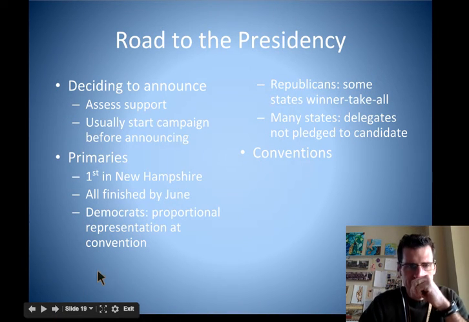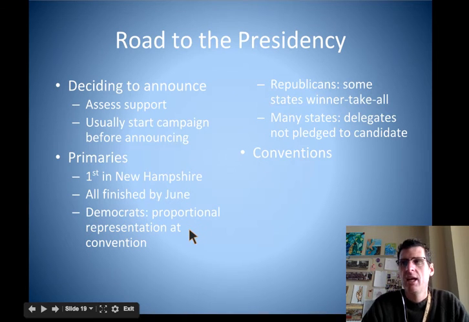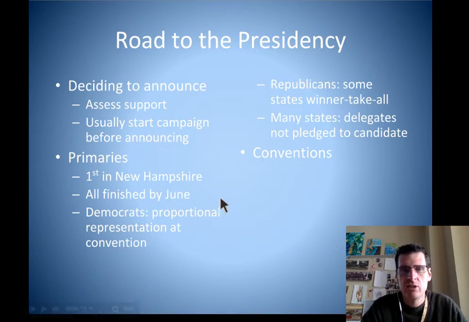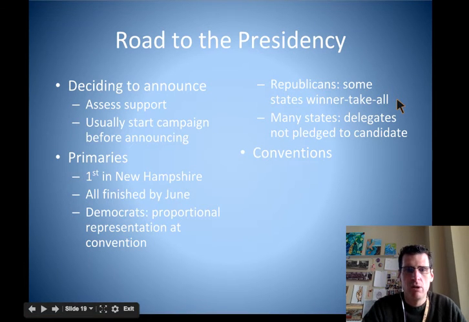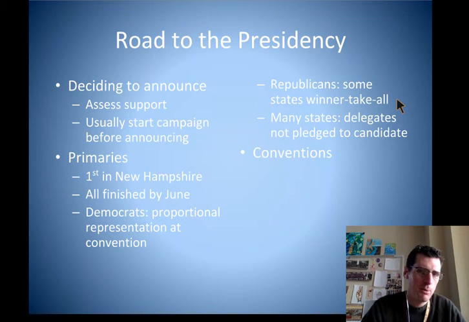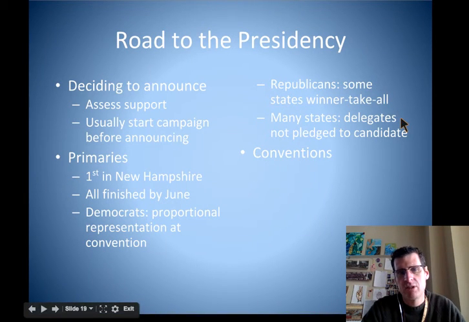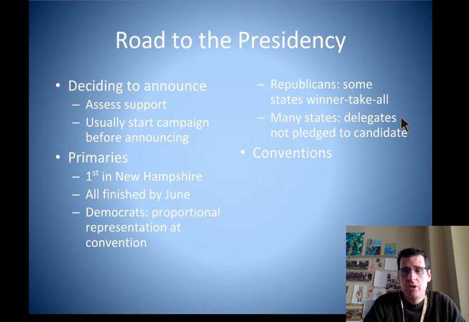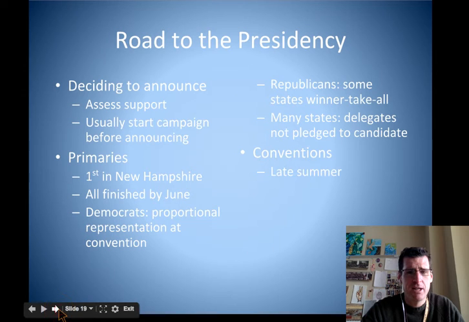So if you look at the difference, the Democrats, yeah, hey, you win 15% of the vote in New Hampshire, then you get 15% of the delegates. Republicans, they're all over the place. So some states are winner take all, some states are proportional, and then lots of states, the delegates don't even have to do what the people have told them to do. But again, this is an elimination contest. So by the time the convention really comes around, pretty much everyone but one candidate has completely dropped out of the race. These are in late summer.